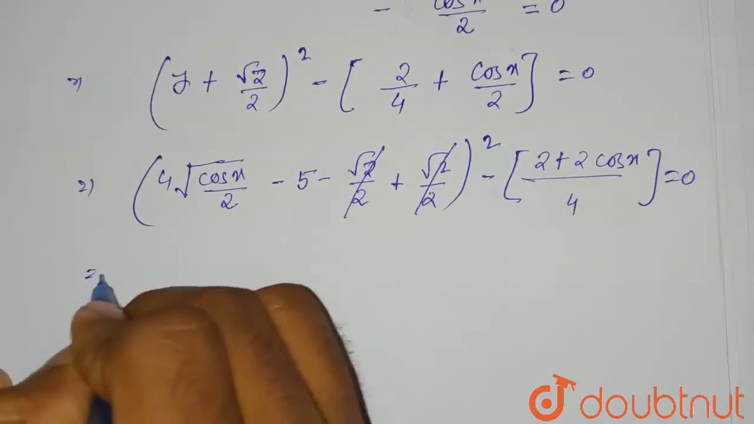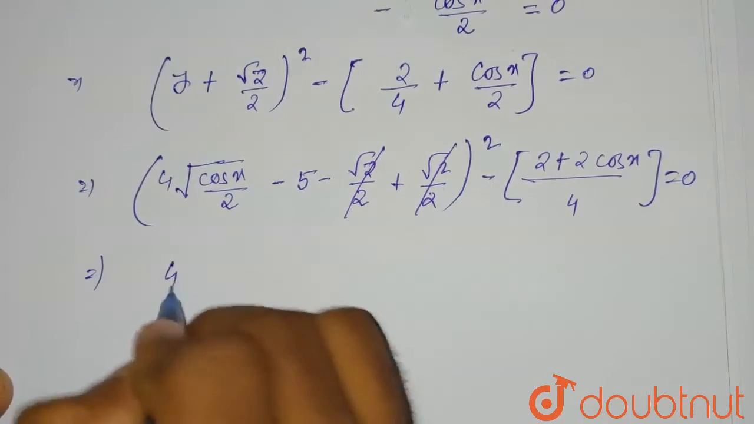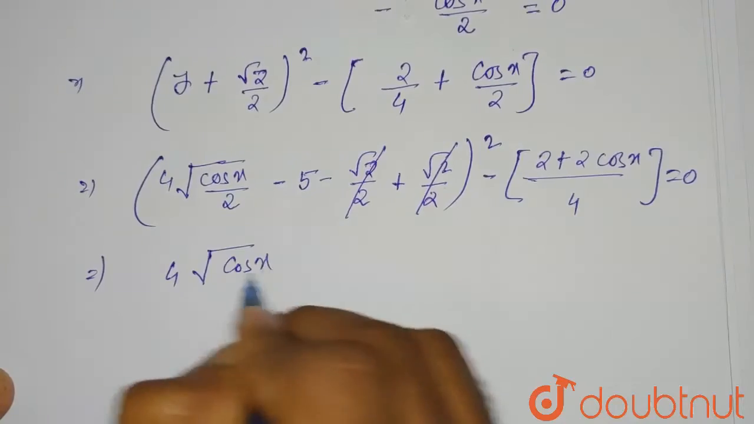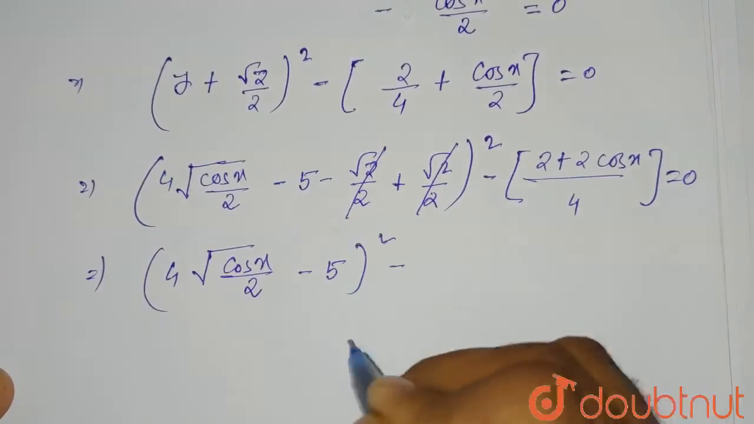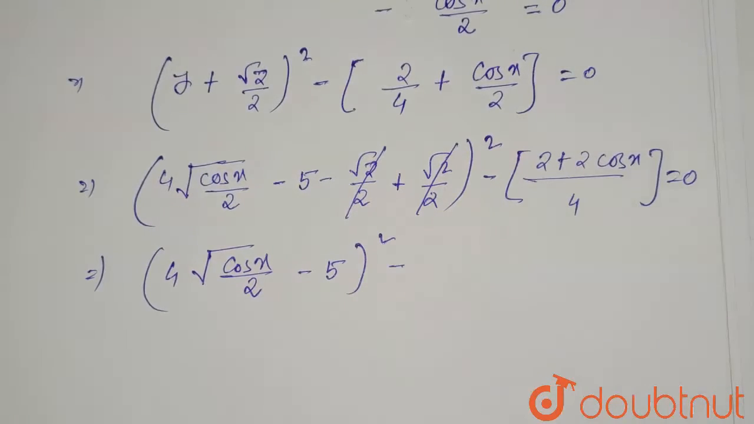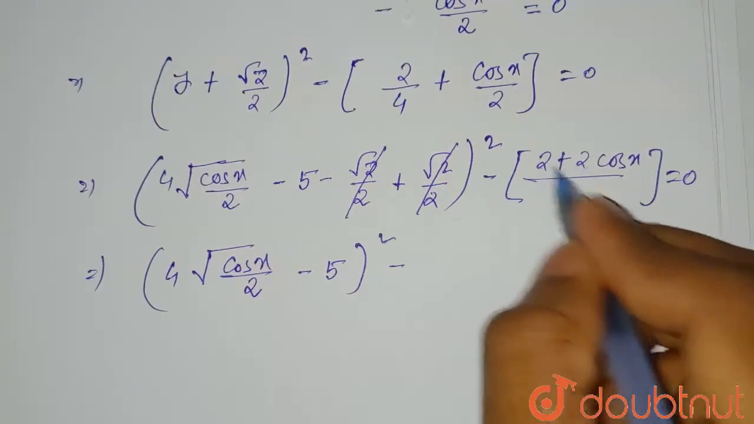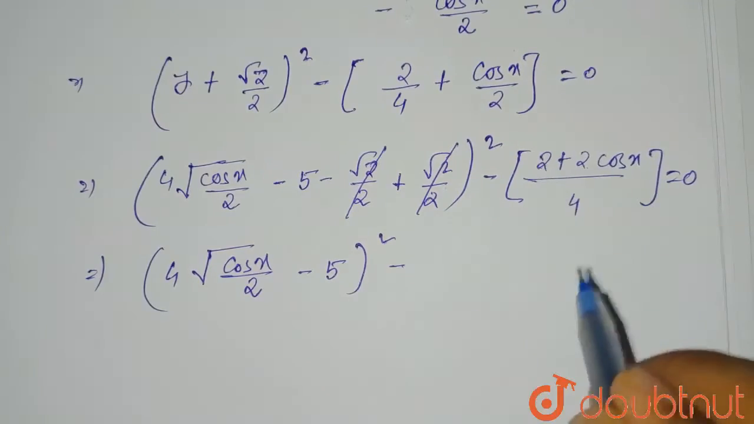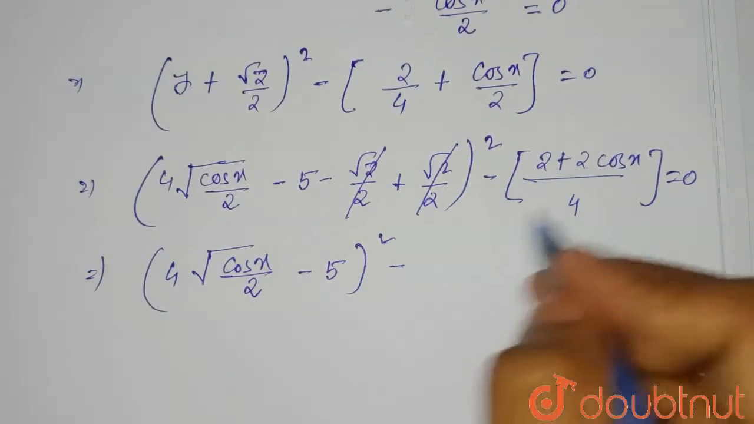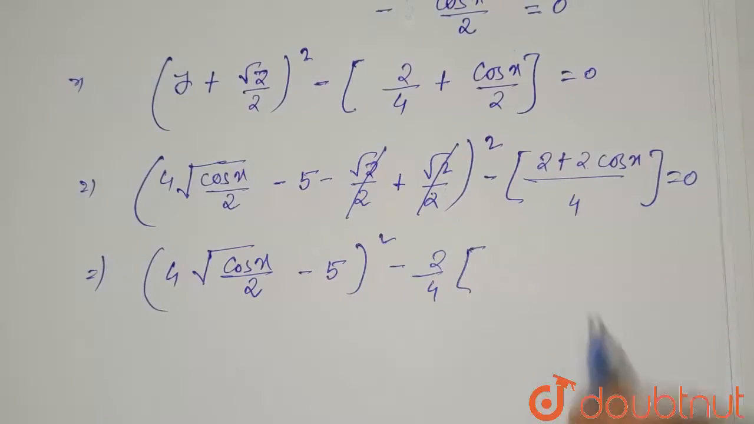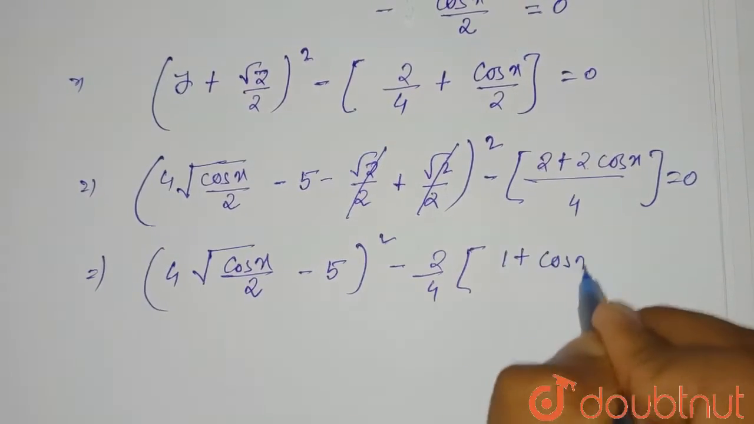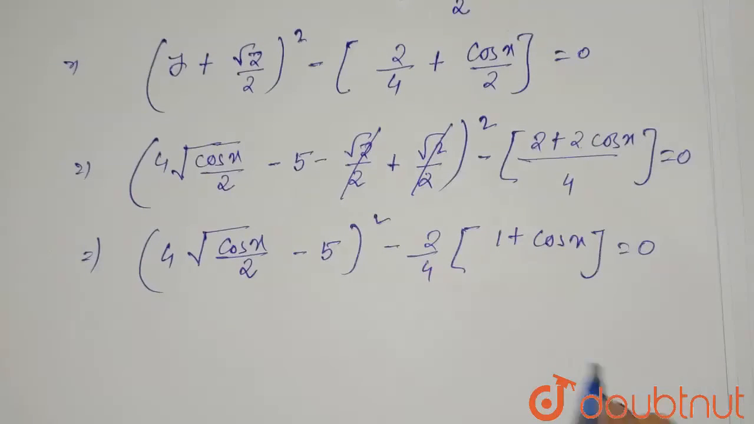Ultimately, we will have (4 root cos x/2 minus 5) whole square minus, if we take 2 common, 2 divided by 4 multiplied by (1 plus cos x) equals 0. Now we know that 1 plus cos x can be written as 2 cos square x/2. This is the formula.